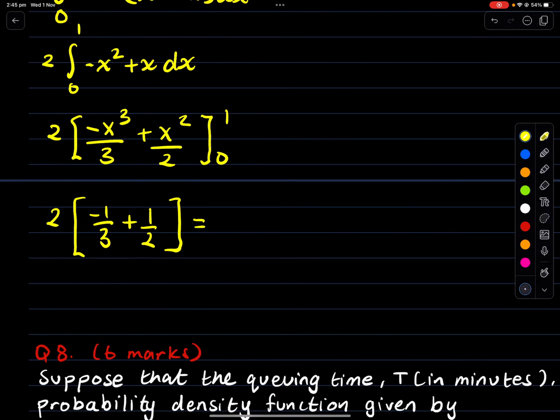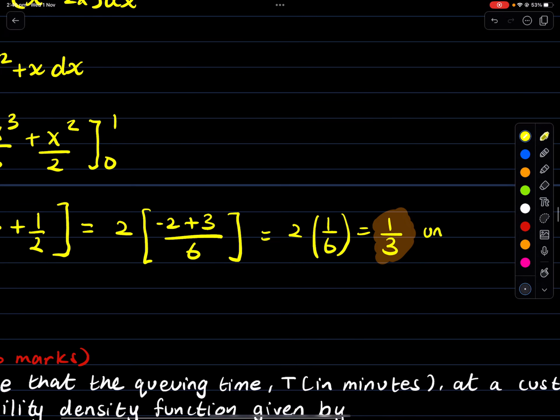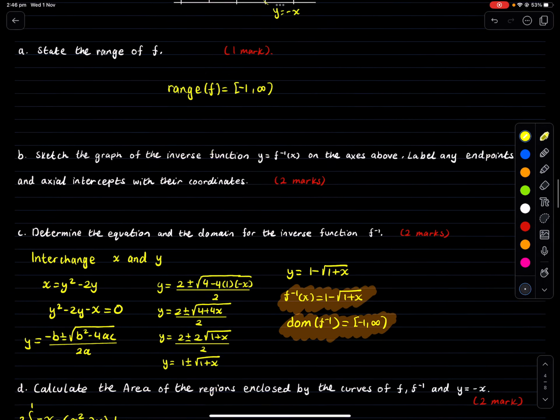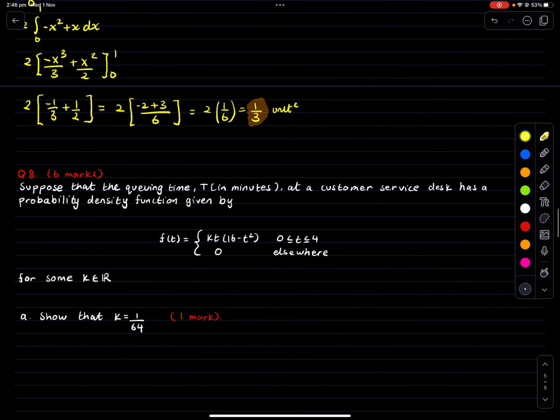So that is 2 times minus 2 plus 3 over 6, which is just 2 times 1 over 6, which is equal to 1 on 3. So it's 1 over 3 units squared. That's your area. Is that right? Yeah, 1 over 3. So question 8.